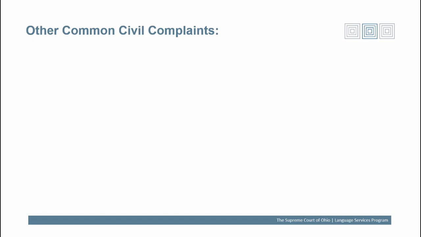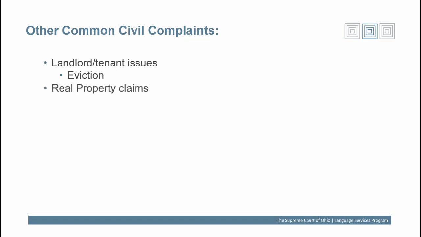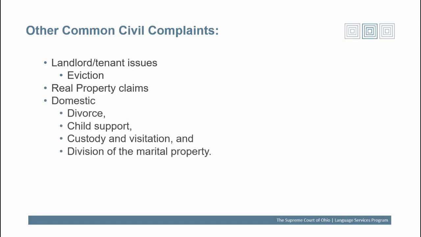Since our lesson time is limited, here is a listing of other common civil complaints: landlord-tenant issues, eviction, real property claims, domestic issues like divorce, child support, custody and visitation, and division of the marital property, contracts. Remember that these are disputes over an agreement, usually for the payment of money for services or goods. Personal injury. Remember, this is an action to recover damages, usually money, for injuries sustained due to someone else's fault.